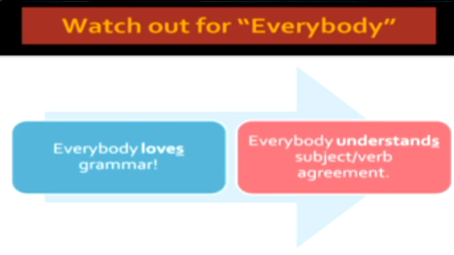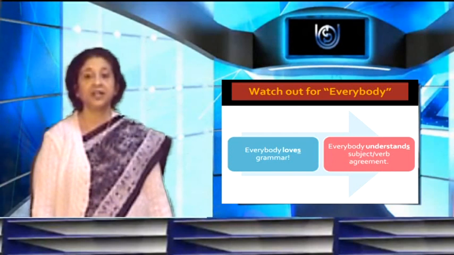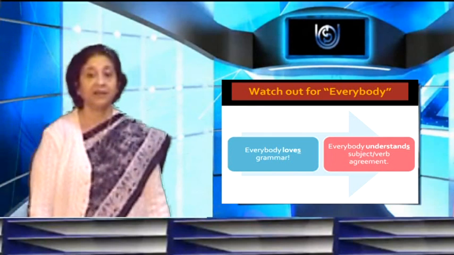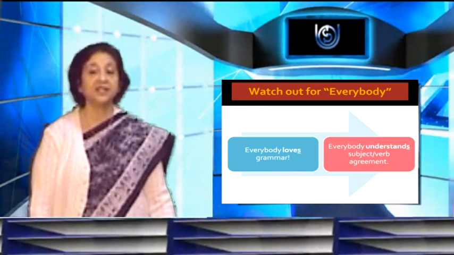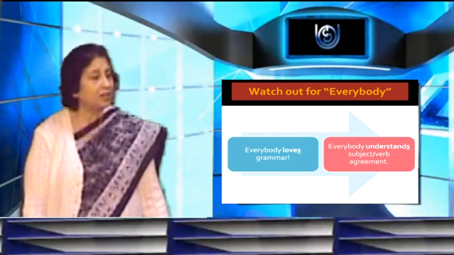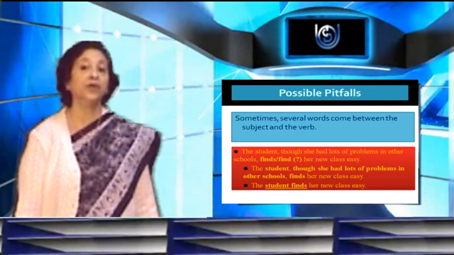Watch out for everybody. Now everybody is another confusing word. Everybody loves grammar. Everybody understands subject-verb agreement. Everybody sounds plural. It is plural in sound, but it is taken as singular and the first form of verb with s is there. Now some pitfalls are also there. Some exceptional cases are there in grammar where you have to be very careful and where you must understand how the subject is in agreement with the verb.